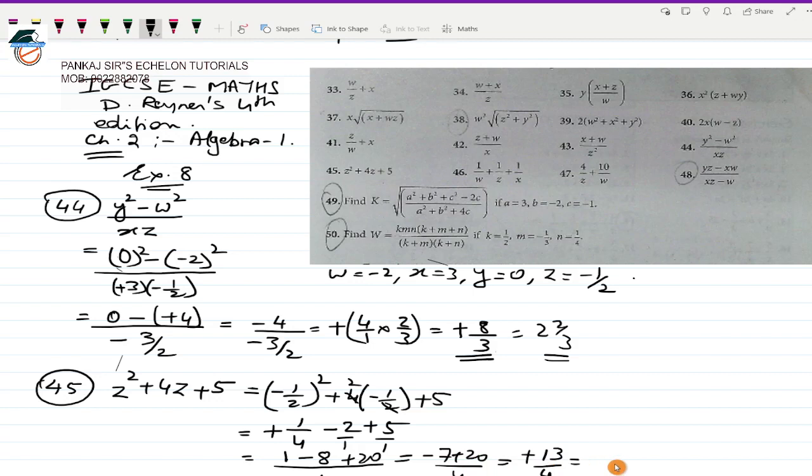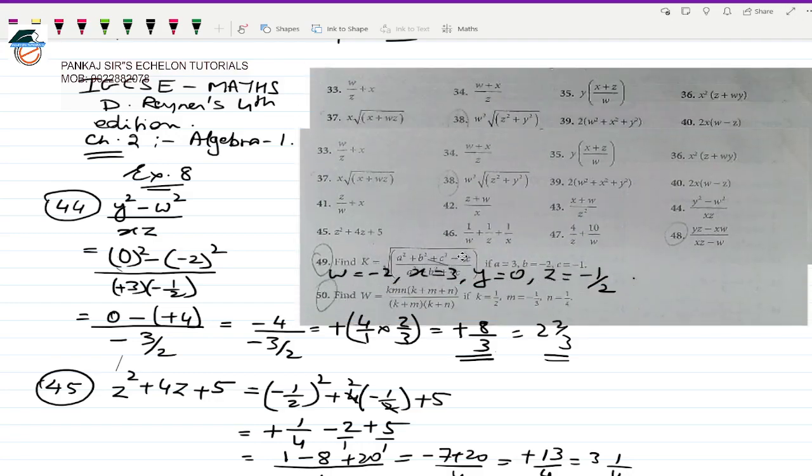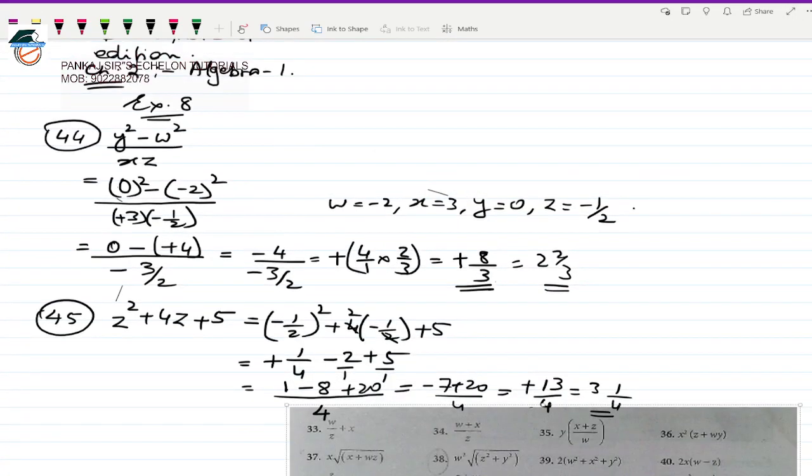Now if I want to convert it into a mixed fraction, because many a times answers given behind are in mixed fraction, then the answer for this 13 upon 4 I can write down as 3 1 by 4. Even if you leave the answer as 13 by 4, that will be okay. So that was question number 45. And now let us make some space.